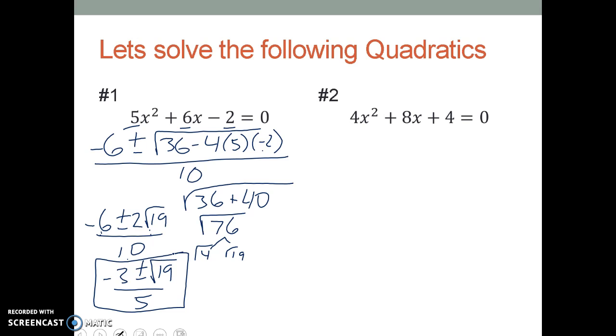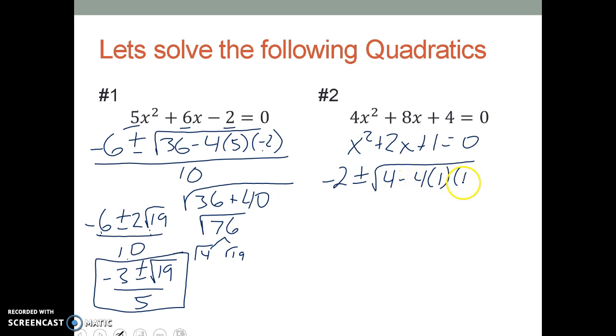And if I go to number 2, first thing I might want to do is to simplify this a little bit. I have 4, 8, and a 4. If I divide everything by 4, I would just have x squared plus 2x plus 1 equals 0. And so then if I plug everything into the quadratic formula, I would have negative b, which is negative 2, plus or minus the square root of b squared, which is 4, minus 4 times a, which is 1, times c, which is 1, over 2 times a, or 2 times 1, which is 2.